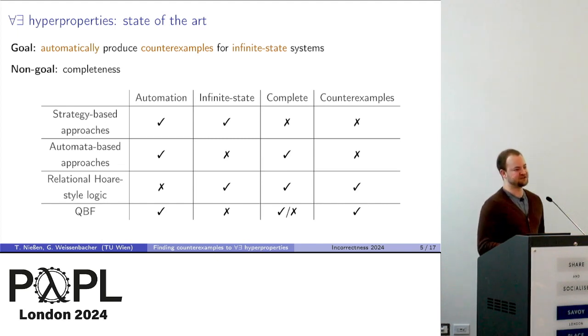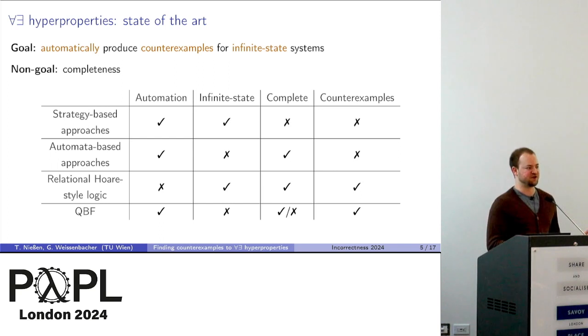For one, we have strategy-based approaches. These are usually based on game theory, where for the universal traces you have players, and for the existential traces you have players. The players representing the existential traces have to try to make moves to counteract whatever evil action the universal traces are trying to do. And if there's a winning strategy for the existential traces, then the property holds.